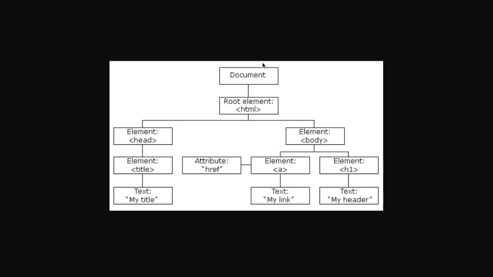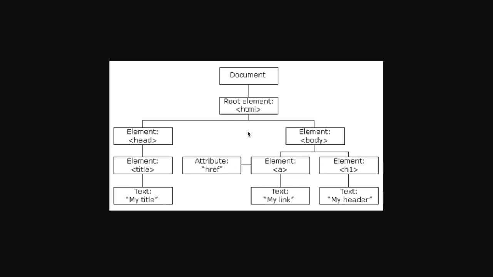In a node tree, the top node is called the root node. So inside the document, we have the root element, which is HTML, and then every node has exactly one parent except the root. The element head node and the element body node each have the HTML node as their root node, and the head and the body are children of the HTML node. A node can have any number of children.